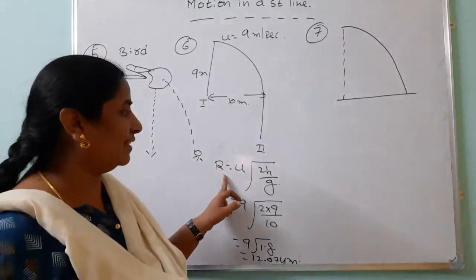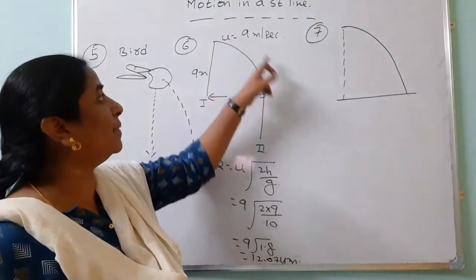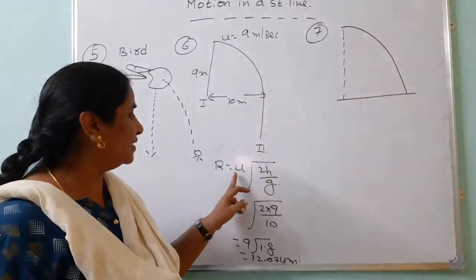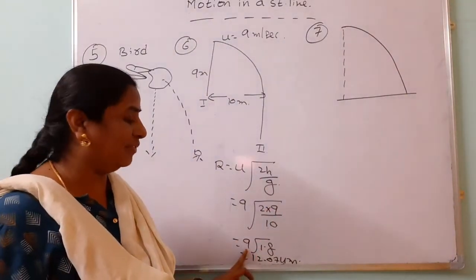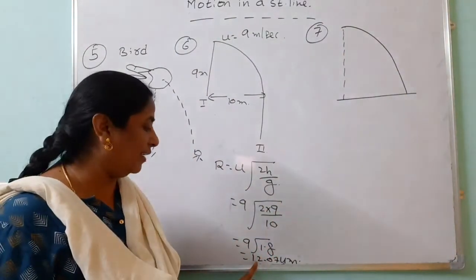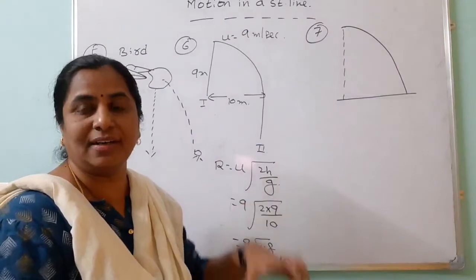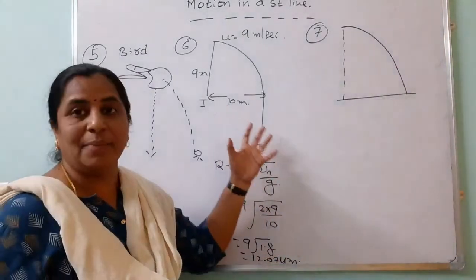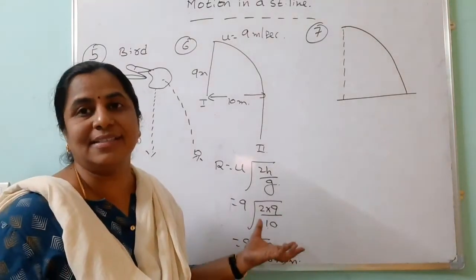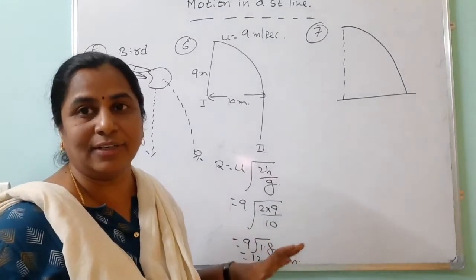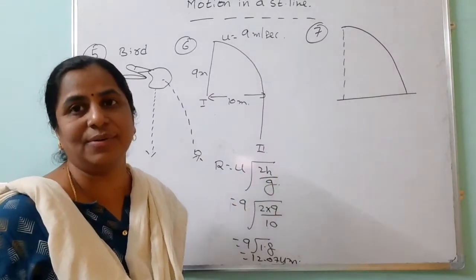Here one formula we are using, that is range equals u into under root 2h by g. With how much velocity is he jumping from there? 9 meters per second, so instead of u, 9. Under root, the height difference is how much? 9 meters. After simplification, 9 into under root 1.8. This value is 12.074 meters. See, the gap between the buildings is 10 meters, but he covered 12.074 meters. So you can say he is landing safely on the other building floor. So we can use this range formula, range equals u into under root 2h by g.